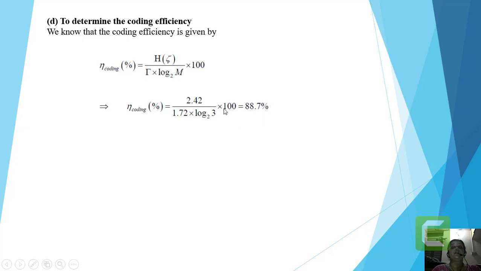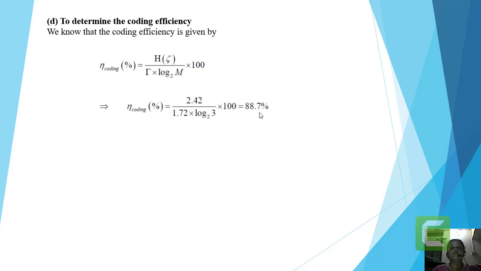This calculation we will find out as 88.7. And again please mind that here the log of 3 has to be calculated to the base 2, so the same procedure on Calc: log we are going to do with the base of 10, multiply that with 3.32, and here we will find the final answer as 88.7 for the coding efficiency. I think friends you have understood the process of getting the Shannon-Fano source coding.